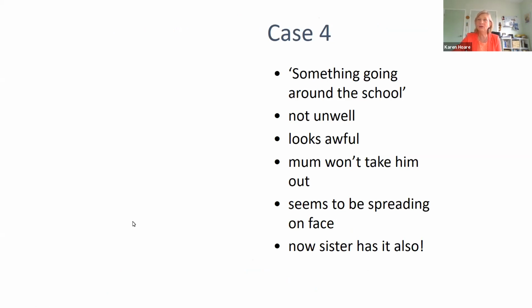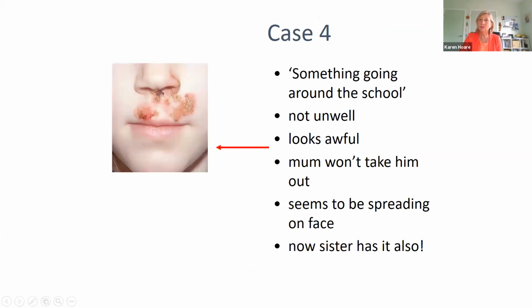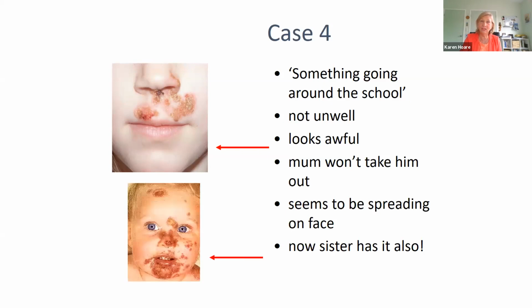Case 4, something going around the school. Not unwell, looks awful, mum won't take him out, seems to be spreading on face. Now sister has it too. Oh good, we've got some people suggesting what it is. I think there's a classic feature there that we know. Yep, somebody says impetigo. Yes, staph impetigo, we've got the golden crust. Now sister has it also.